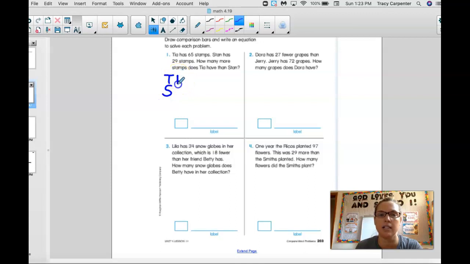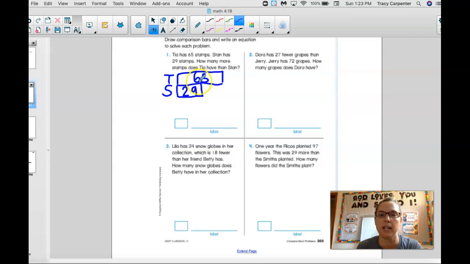And Tia, it tells us, has 65 stamps. And when we look at the 2 numbers, 65 is bigger than 29. So we're going to make our longer bar for Tia, and Stan will have the shorter bar. Notice we have to start both at the 0 point, so they both start at the same place. And Stan only has 29, so we know that's shorter. And now we can put our numbers in our bars. So Tia has 65, and Stan has 29.